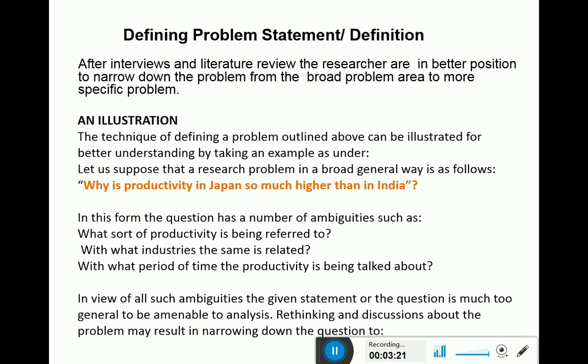Now in this form the question has a number of ambiguities. If you think about the problem statement, you will find some unclearness. What is the unclearness? Number one, what sort of productivity is being referred to?